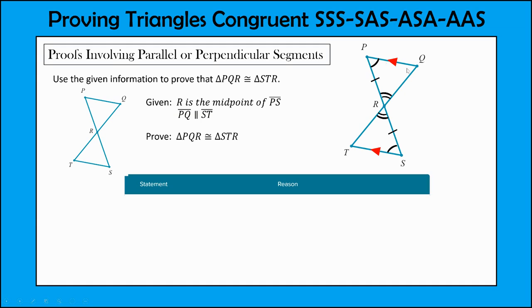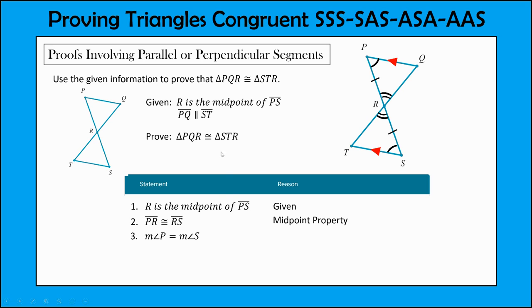So again, I could have went angle, angle, side like the last one, but this time I chose to put vertical angles in and go angle, side, angle. Just works out either way. That's why I said there's a little bit of freedom here in how you can do some of these. So that's how I'm going to prove it this time. So I'm going to go R is a midpoint of PS. That's a given. That allows me to say PR is congruent to RS by the midpoint property.